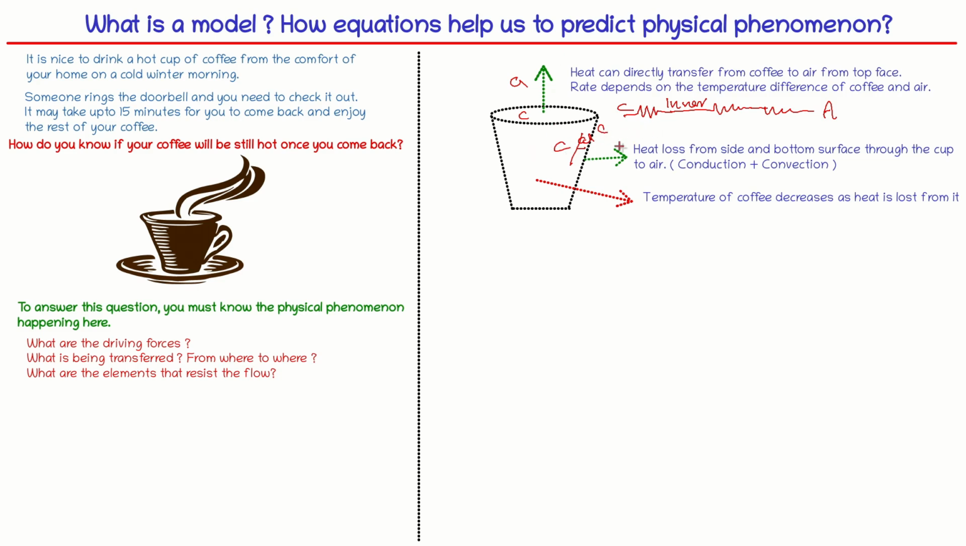So there are two ways heat is getting lost from the coffee. As a result, the temperature of the coffee will start decreasing, because only if you have the heat energy can it sustain that temperature.